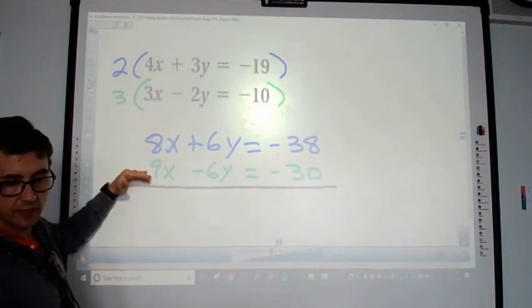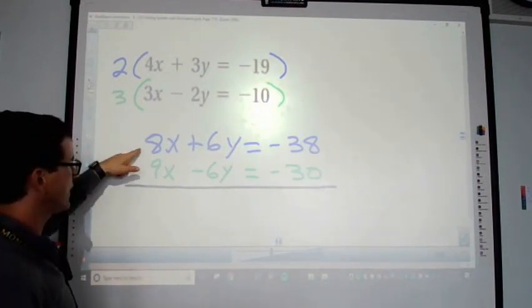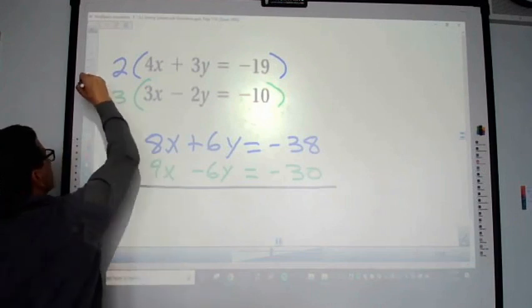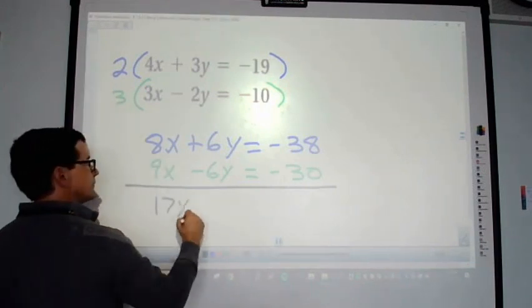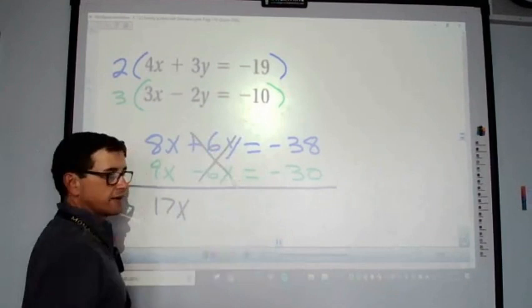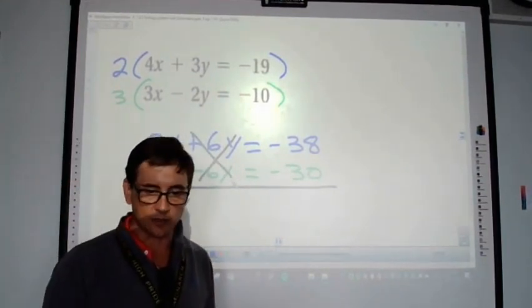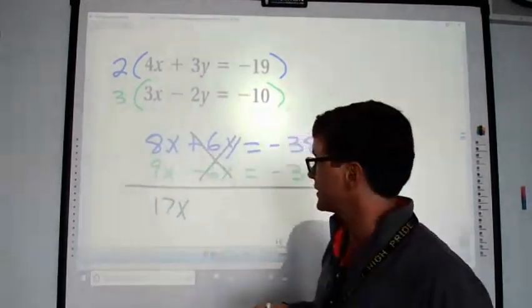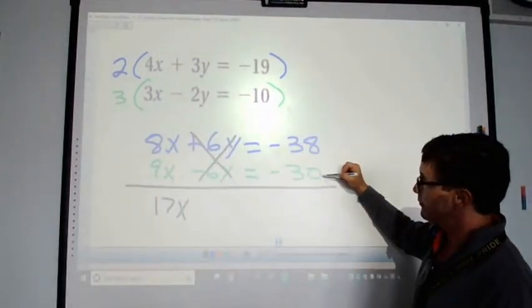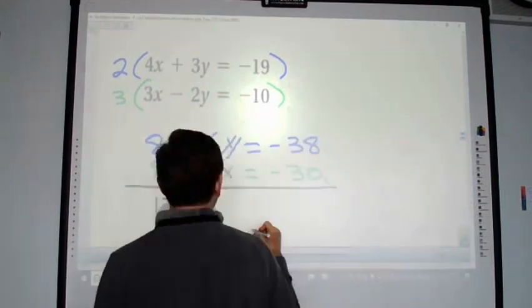Now we're going to combine like terms vertically. So 8x plus 9x is 17x. 6y and -6y cancel. When you are subtracting two negatives, add the numbers, keep the sign. So -38 minus 30 is -68.